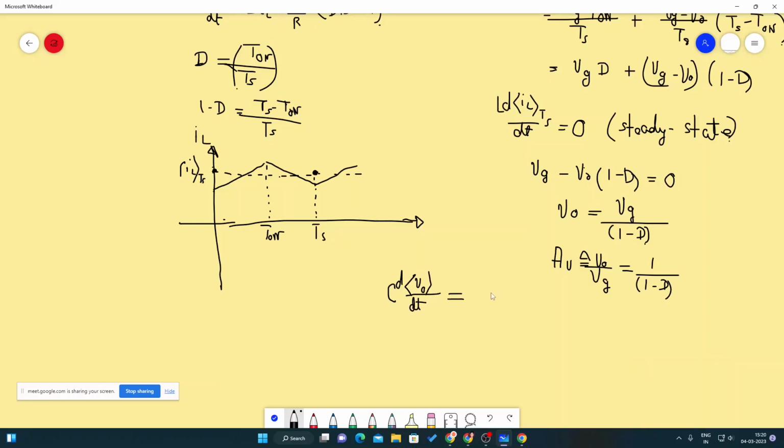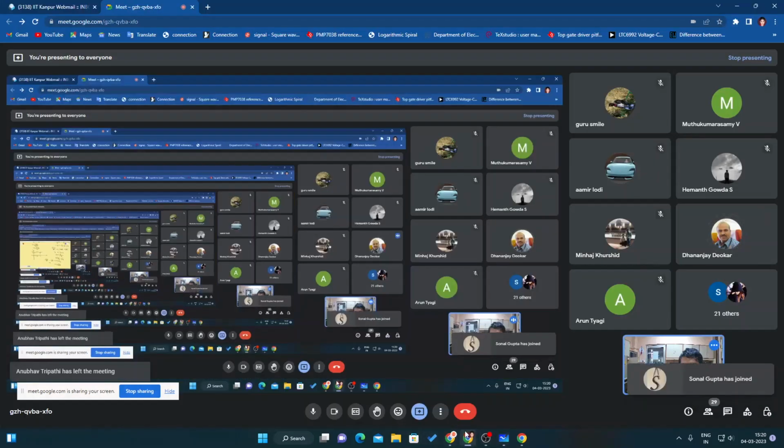So this will be equal to, in a similar way, I can write it as minus V naught by R plus 1 minus D times the average of IL over TS. Under steady state condition, if it's 0, then I can write that the average of IL over TS will be equal to V naught by R times 1 minus D. Is it clear, everyone?